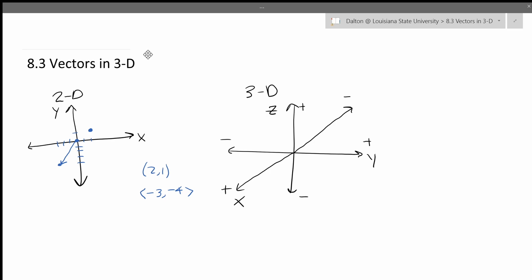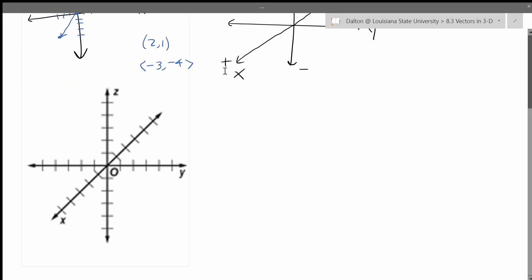So let's actually graph a couple of points on it before we get to the vectors. Okay, so go ahead and sketch another 3D plane here. It doesn't have to be perfect. This one has tick marks in every direction. Just remember to label your axes correctly. So again, vertical is Z, horizontal is Y, the one popping out at you is X.